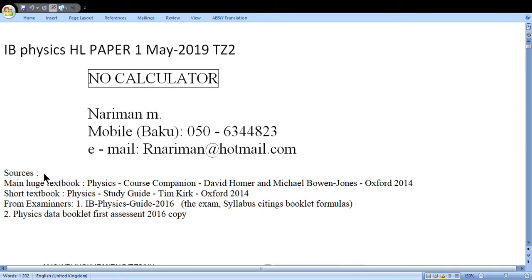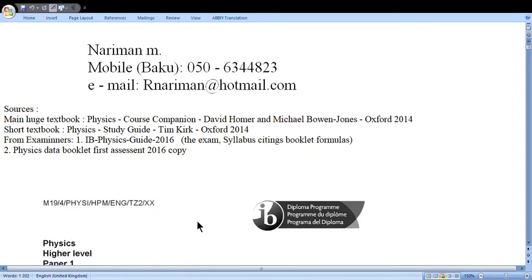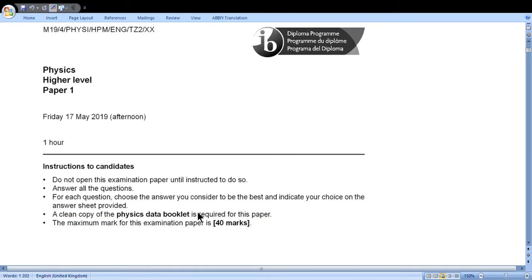Sources to prepare for the exam: the main huge textbook, Oxford 2014; the short textbook by Tim Kirk, Oxford 2014; and from the examiners, the IB Physics Guide 2016. But you must first have the physics data booklet, first assessment 2016, copy. This copy will be available to you at the exam, so be accustomed to it and learn the formulas. Let's start. This is the cover page.